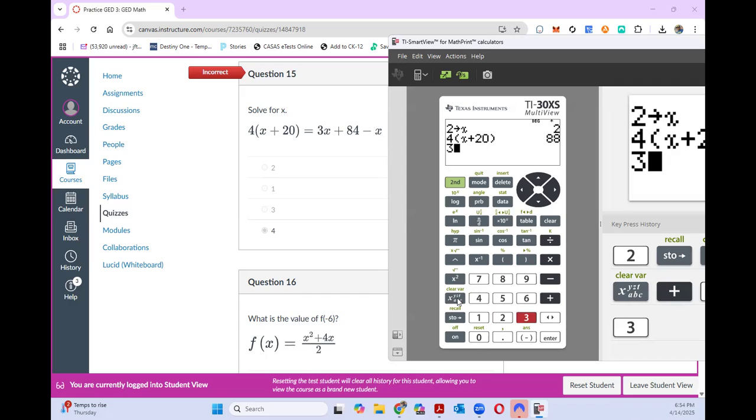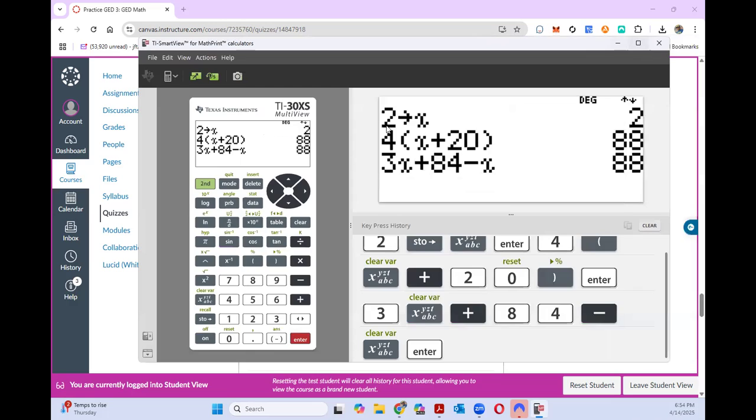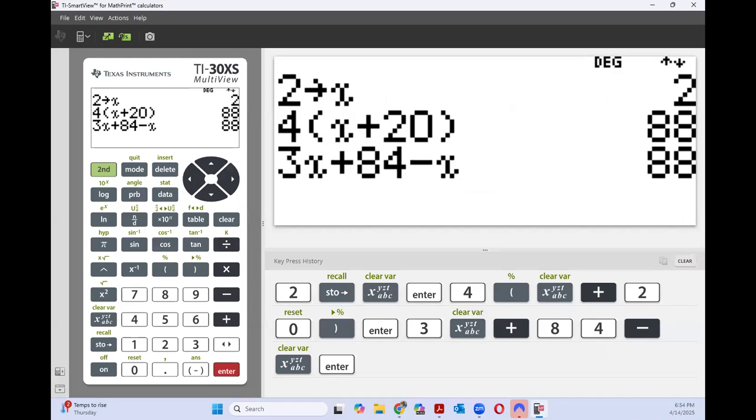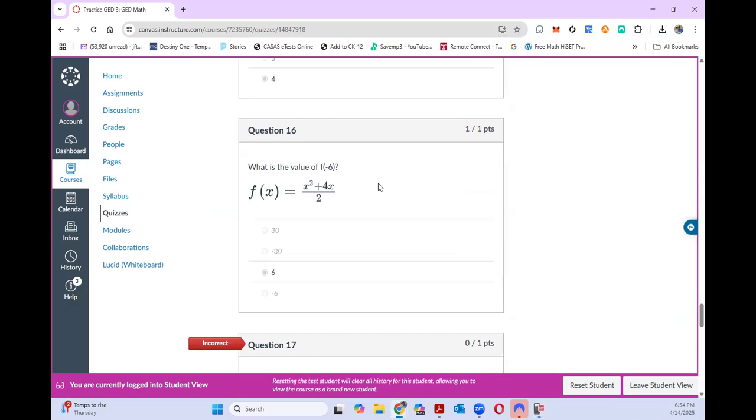3x plus 84 minus x. Did I get 88 on both sides of that equal sign? Yes, I'm done. 2 is the answer. Yeah, you're done. I started to do that. I started to use the answers. I just used the answers to do that.